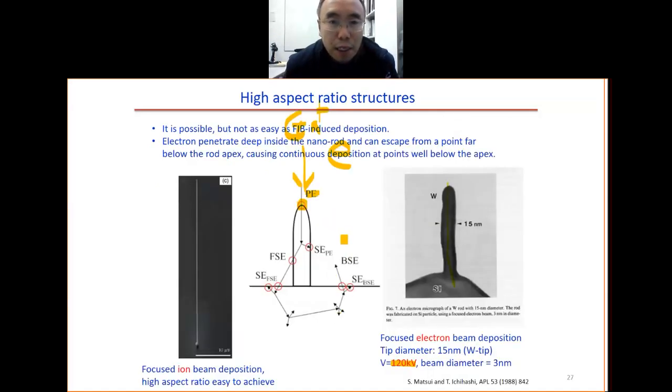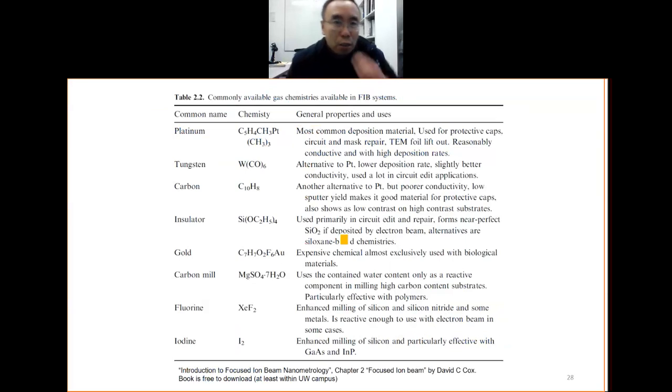So we have seen this slide before. Those are the popular precursor gases for the deposition of different materials. The most popular one is platinum. This is the most popular metal for the focused ion beam. It is used for the capping layer, protective cap layer, circuit edit, mask repair, TEM sample lift out. Tungsten is also popular. I think what we have here is tungsten. This one is not as popular as platinum, but it is okay.